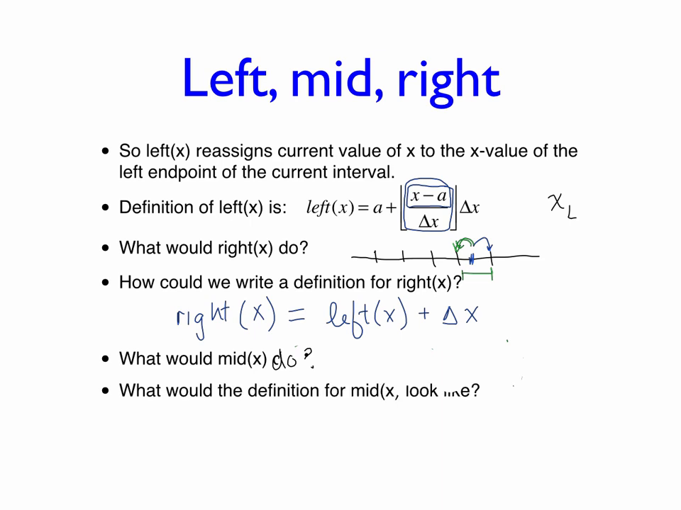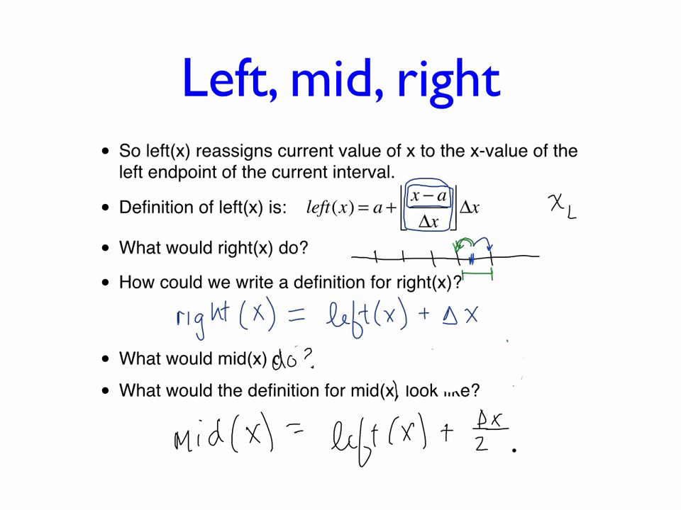Oh, I erased stuff, so sorry, it looks funny. But if we wanted to define mid of x, if we're not trying to work too hard, I think I heard it: take the left value, and how much do we need to increase by? I heard people say half. If I write 1/2, is that correct? Half of what? Delta x.